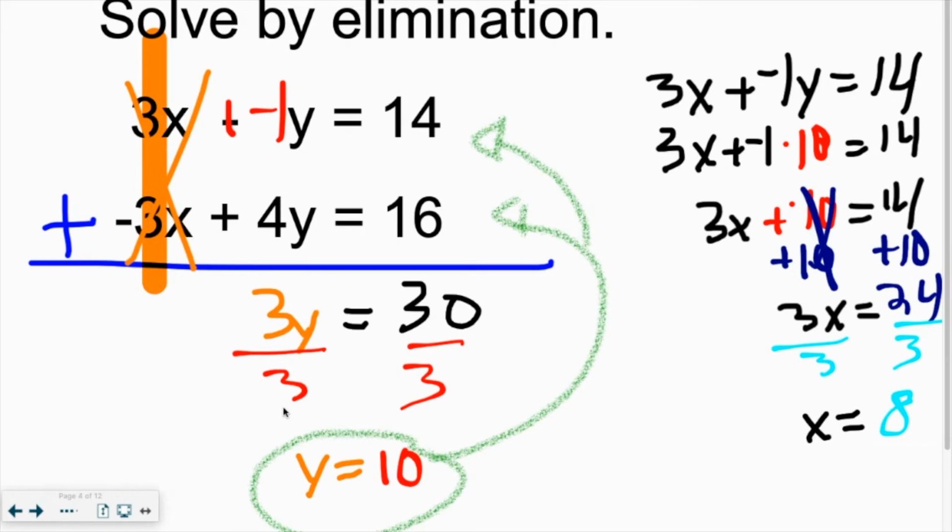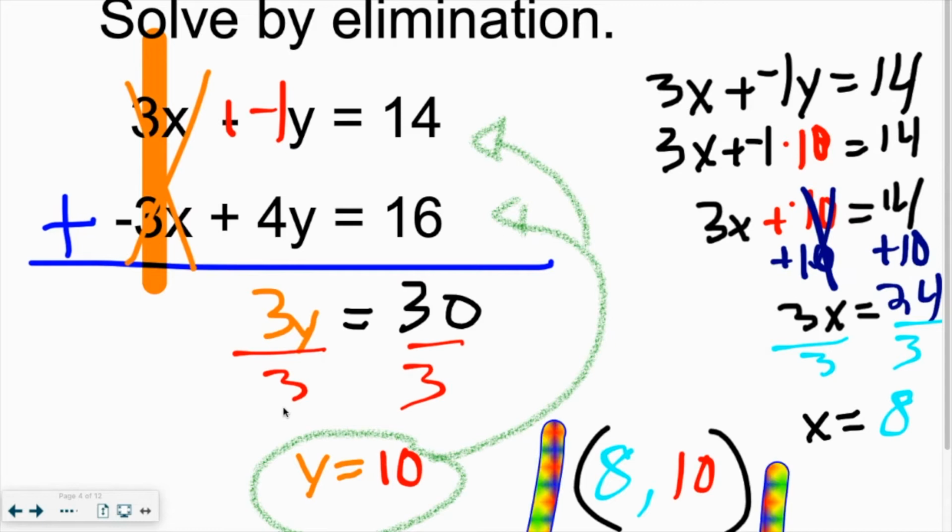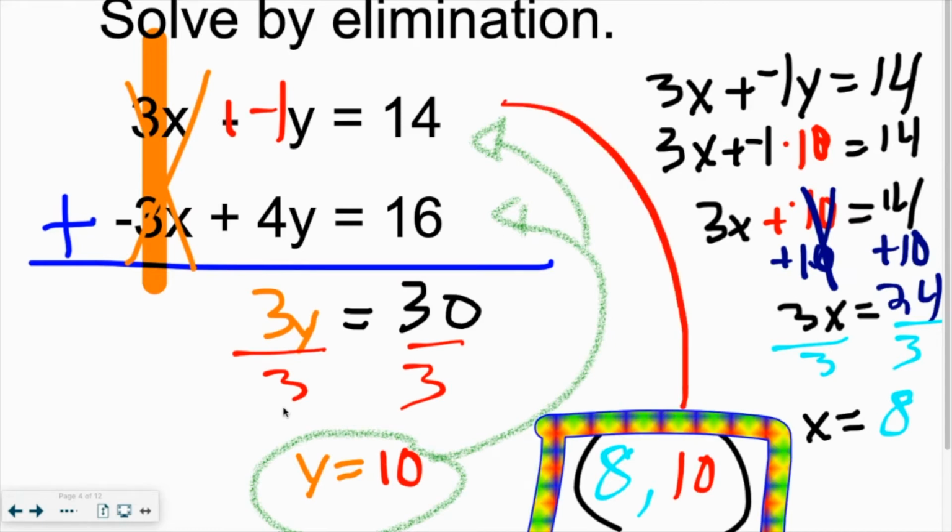Done. If you have to, by instructions, by your teacher, by the assessment on a quiz or test, if it says to check your solution, that means when you write down again x first, then your y value in parentheses, if it says to check it, then that means you need to plug both 8 and 10 into both of these original equations to get a true statement. In this case, 14 equals 14 and 16 equals 16.